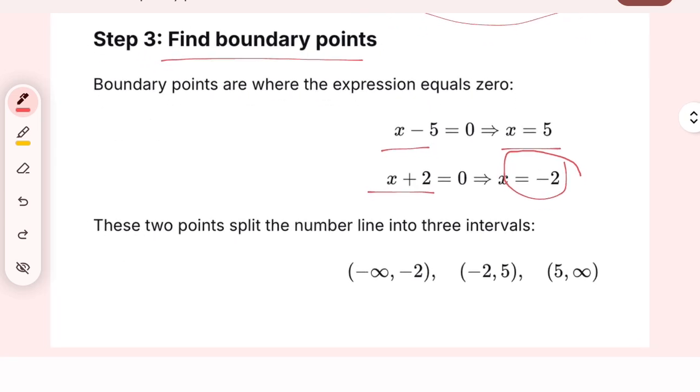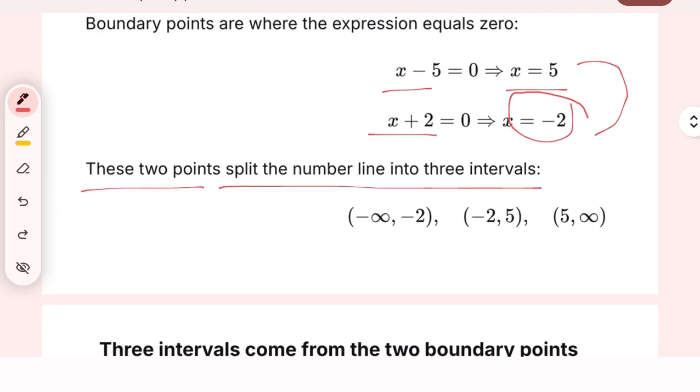Now what happens is, these 2 points, 5 and negative 2, would actually split the number line into 3 intervals. So imagine now a number line. Here's the number line, all right? So we have 5 and negative 2. Negative 2 would be somewhere here, and 0 would be somewhere here, and then 5 would be somewhere here, right? So it actually divides the number line into 3 intervals.